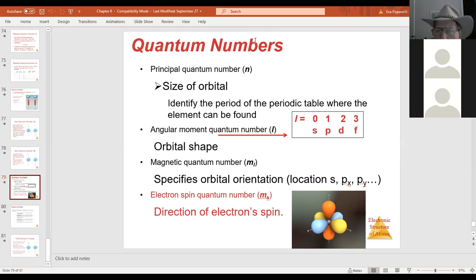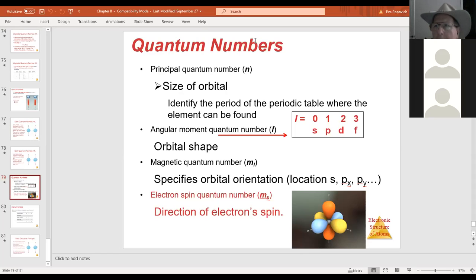So what I'm going to do right now is go through and review the quantum numbers that we discussed on Tuesday, okay? The principal quantum number can be any integer from 1 through 7. Yes, it could be 8, 9, 10, 11, but realistically, the periodic table doesn't go that far. So the principal quantum number can be up to 7. And what it does is it tells you the size of the orbital.